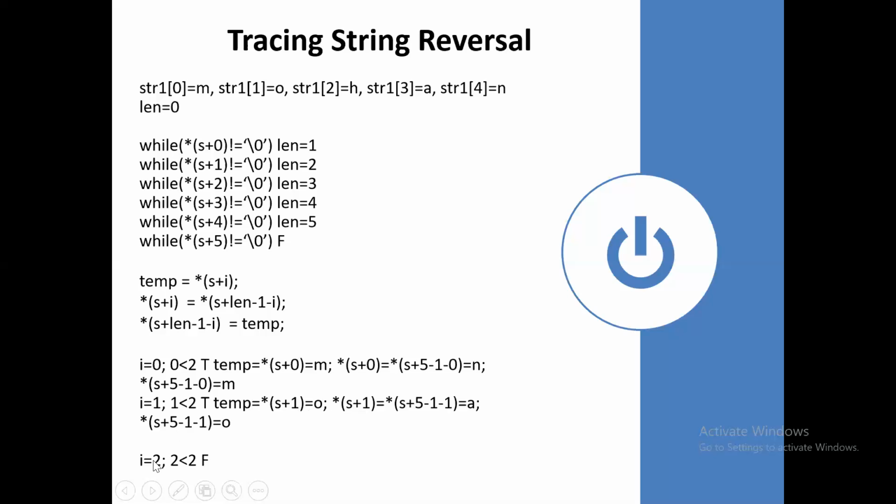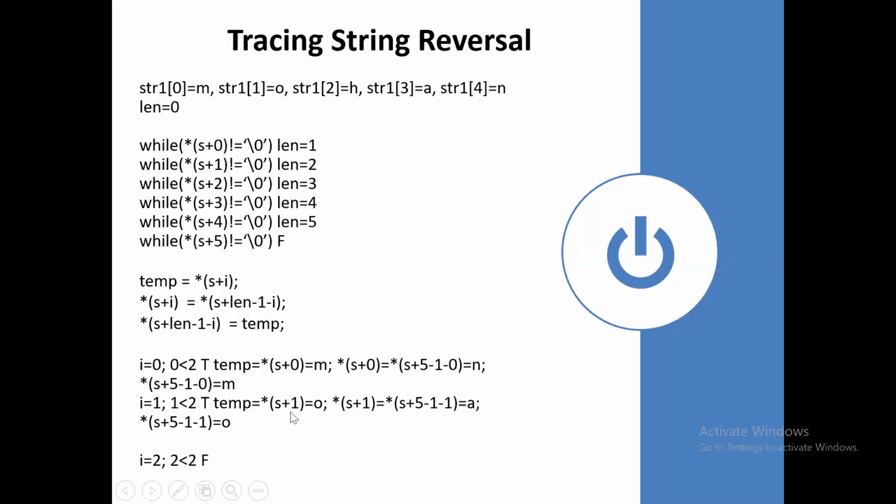Now i value is going to be incremented by 2. 2 less than 2, condition false. This is how it works. So once again I will repeat for this one. i value is 1, 1 less than 2, condition is true. Temp is assigned by star of s plus i. Star of s plus i is what? That is 1, right?